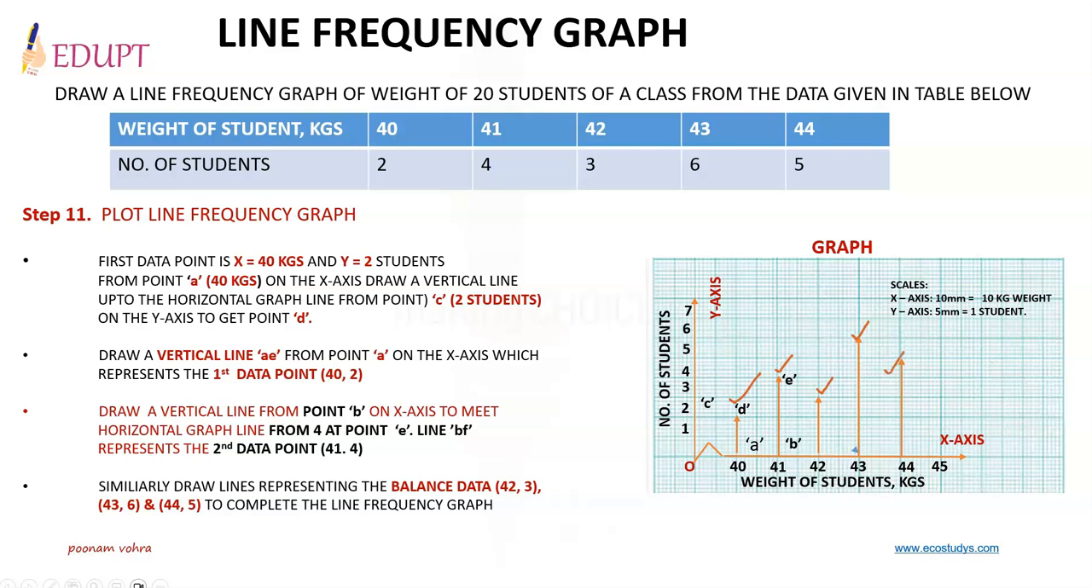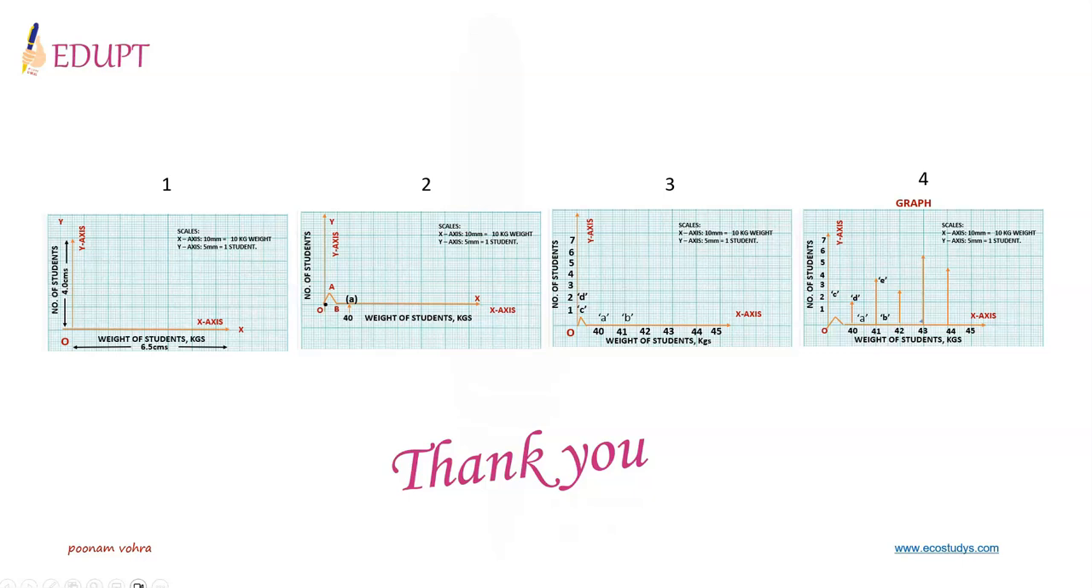So once these points are plotted, you can make vertical lines as shown here. So this is the line frequency graph with kink. So you have understood all these 4 steps very clearly. I hope this particular aspect of kink is clear to you. Next time we shall discuss histogram.